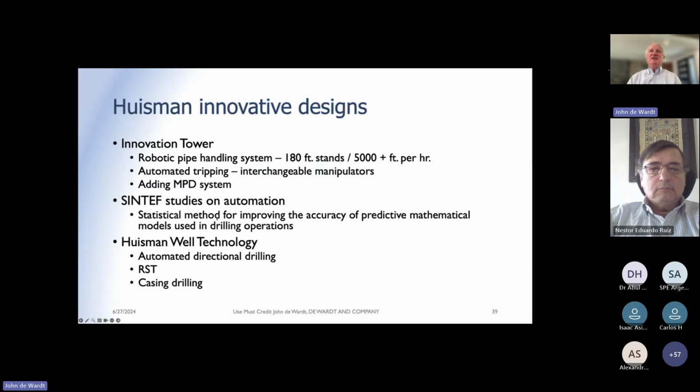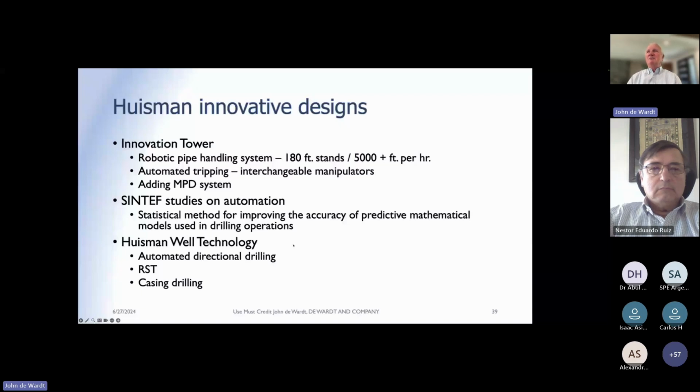They're actually doing studies on automation with SINTEF out of Norway, looking at ways to improve the accuracy of predictive mathematical models. And then they've been working with a company they did a JV with, they call Huisman Well Technology, on automated directional drilling, rotary steerable tools, and casing drilling. So they're trying to expand their offering.